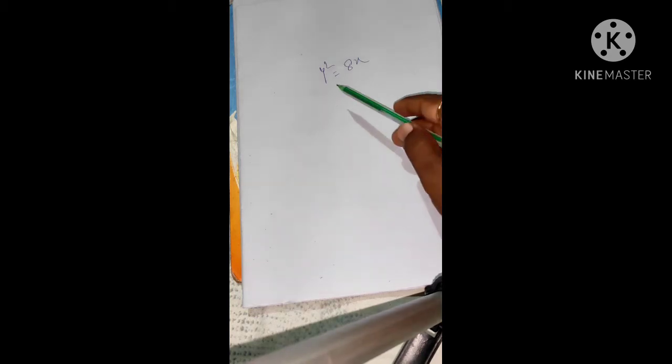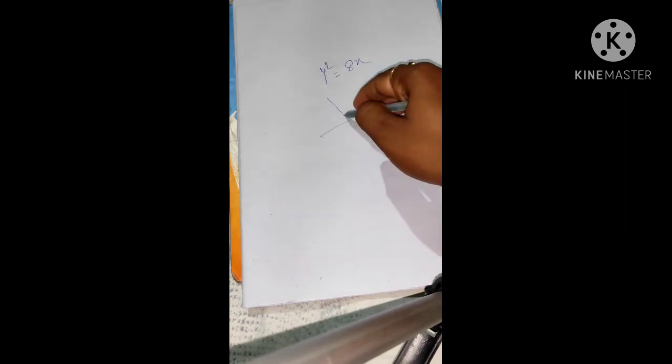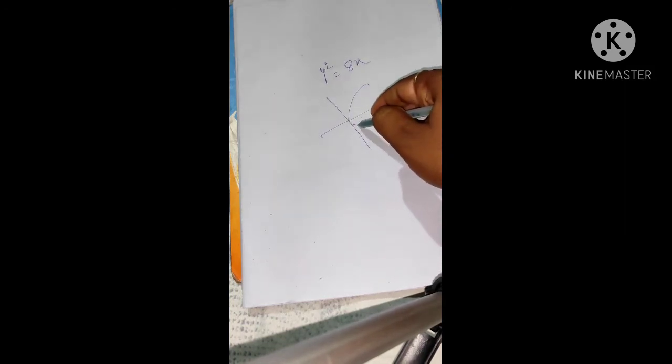So let us solve one sum. Suppose it is given y square equal to 8x, then what is the focus, what is the latus rectum, what is the equation of the directrix, how can we find it? So we can see here that y square is given, so we can understand that this parabola is formed on the x-axis. So which axis is the parabola formed on? It is formed on the x-axis.